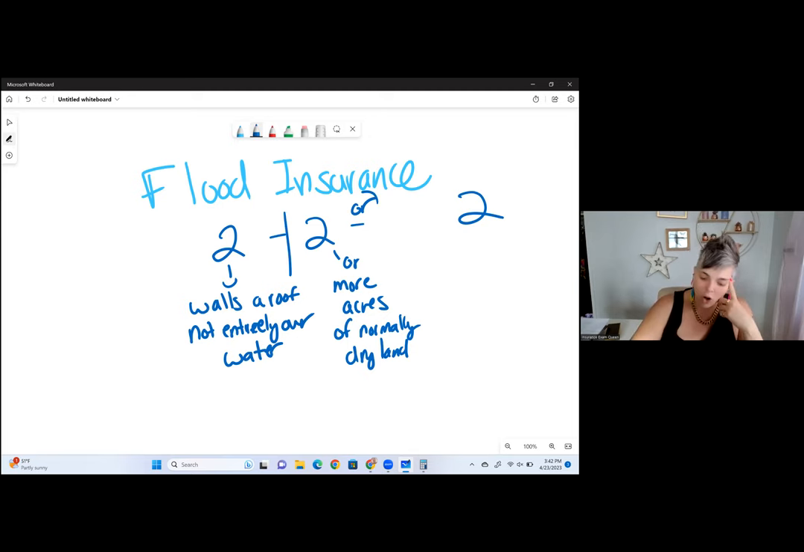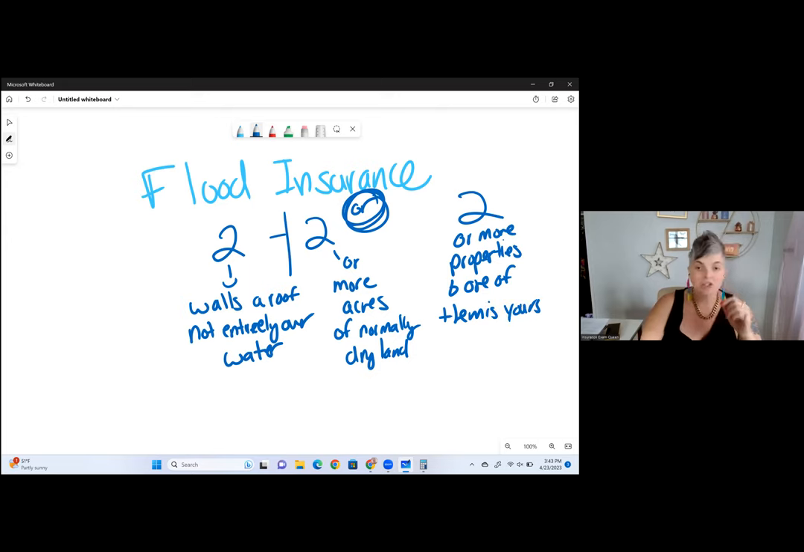The next one is "or," so it's either 2 or more acres of normally dry land, or one or the other, as long as one or the other kicks in: 2 or more properties, and one of them is yours. So what they're saying here is, what if you and your neighbor together were on 1 acre of land and that 1 acre of land flooded? Then they would respond to that claim because it impacted 2 or more properties.